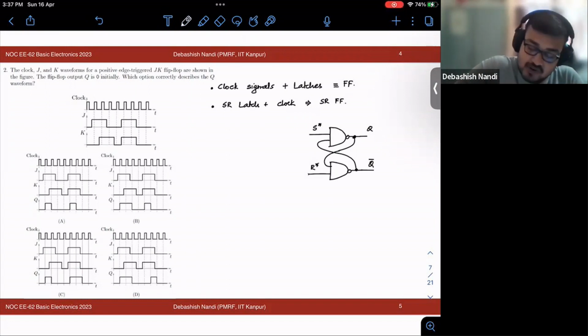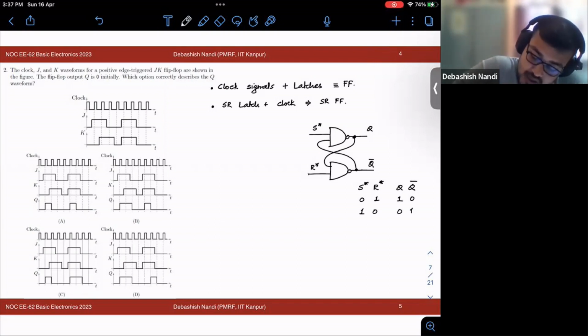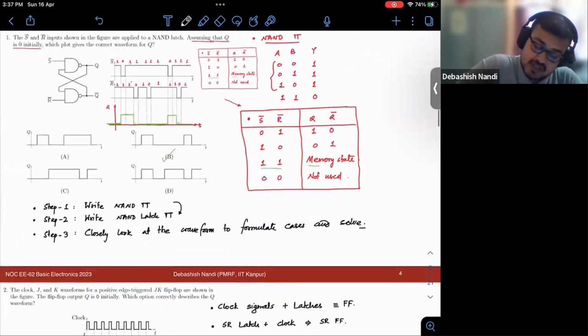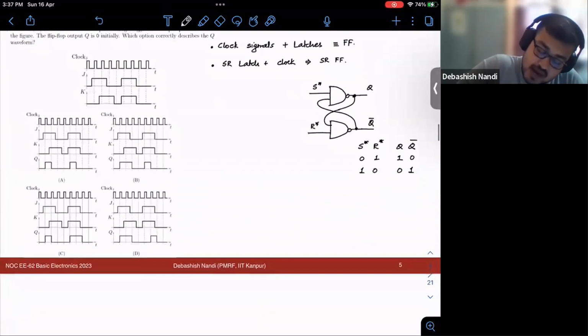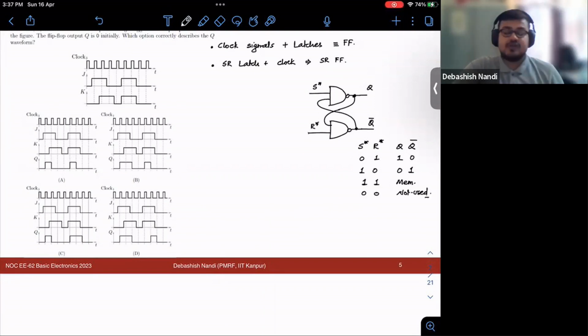So you know the truth table for this, right? S star, R star, Q, Q bar. This becomes 0, 1, then your output is 1, 0. This is 1, 0, and 1, 0 is 0, 1. You see, this is nothing but the same stuff. And your 1, 1 is your memory state. And 0, 0 is not used, right? So this was the truth table.